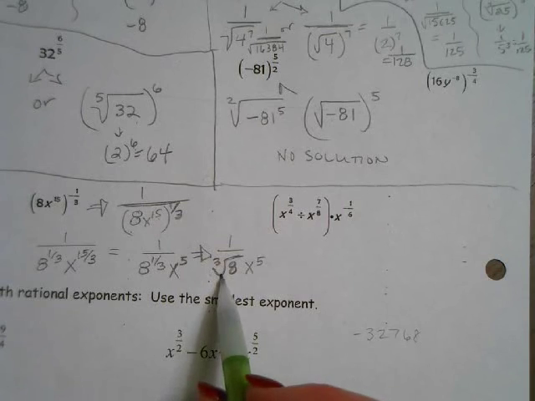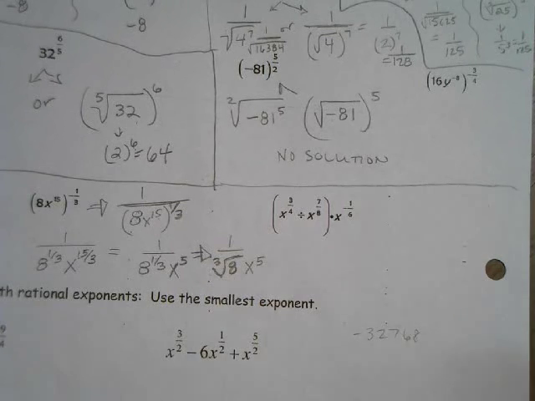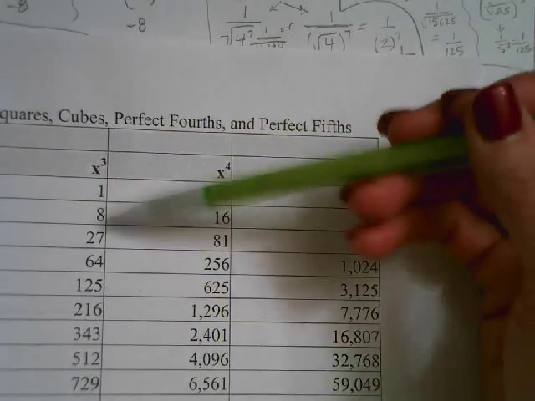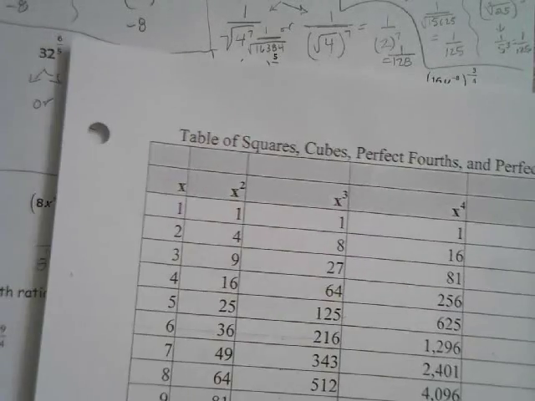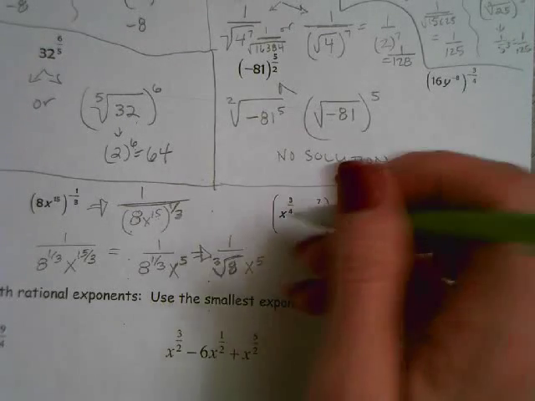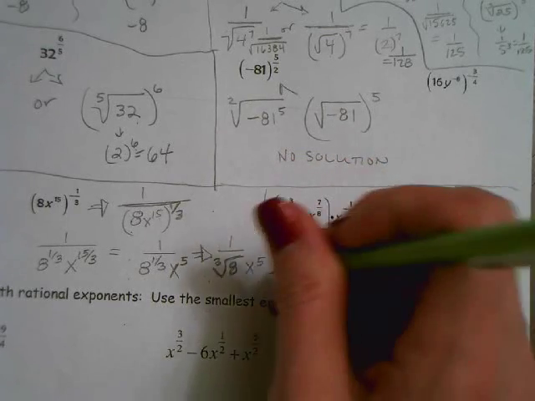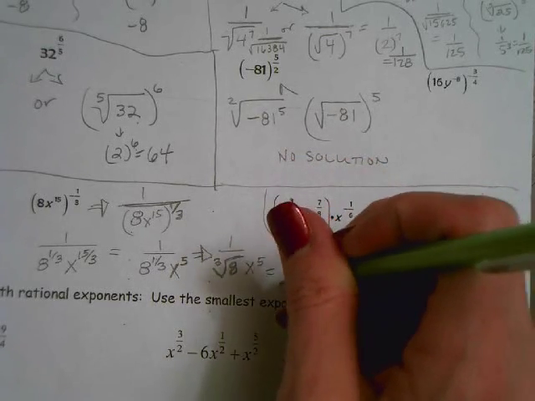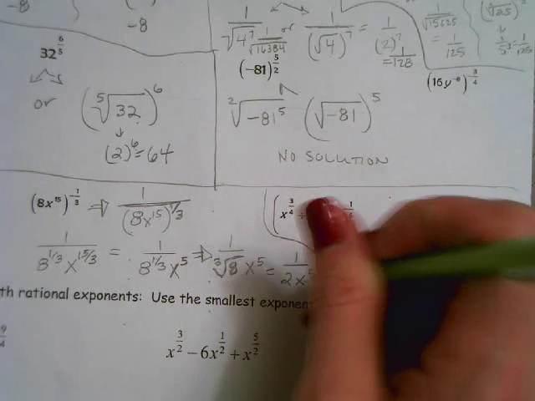Okay, well, what's the cube root of 8? The cube root of 8, you then try to simplify it, and if you look right here, the cube root of 8 is 2. Okay, so I can then simplify this cube root of 8 to be 2. Kind of going off here, so that's going to equal 1 over 2 x to the 5th.